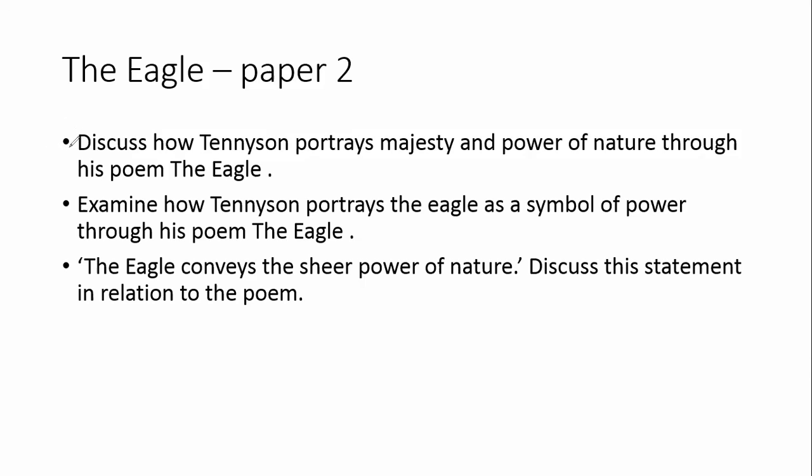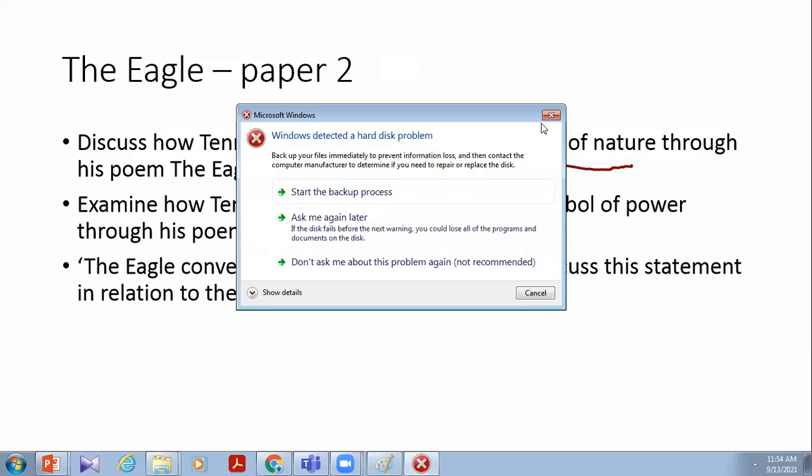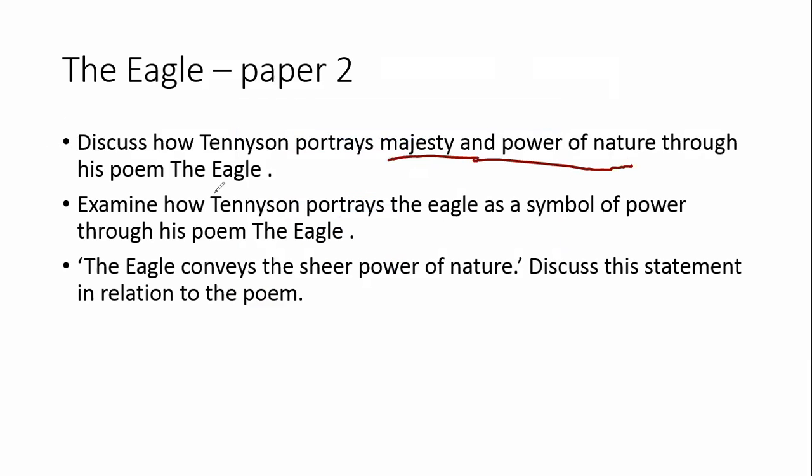So we discussed this, right? See how easy it is now. This is a central theme. We actually took it as a theme itself. I told you, this is a theme which is being questioned. Next one: Examine how Tennyson portrays the eagle as a symbol of power through his poem, The Eagle. Symbol of power. So that is also a theme which I told you is for sure asked, right? The authority. The next one: The eagle conveys the sheer power of nature. Again, power. Discuss this statement in relation to the poem.